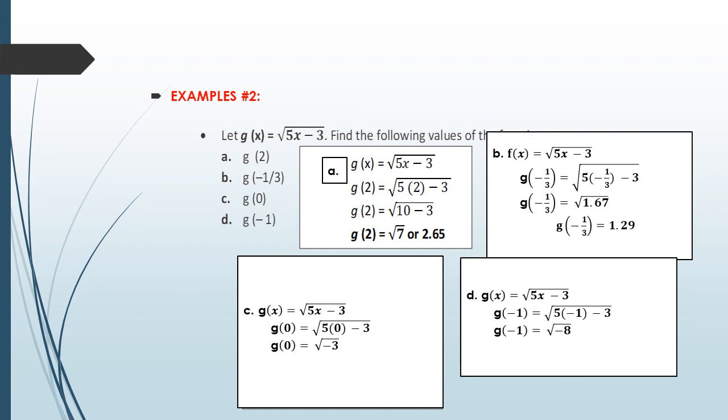Next, letter D naman po, g of x is equal to square root of 5x minus 3. So, yan po ulit yung ating given sa letter D. Same lang po. Next, so, apply po natin or i-substitute po natin yung value ng ating x din sa letter D na negative 1. So, g of negative 1 is equal to square root of 5 times negative 1 minus 3. So, the final answer in letter D is square root of negative 8.